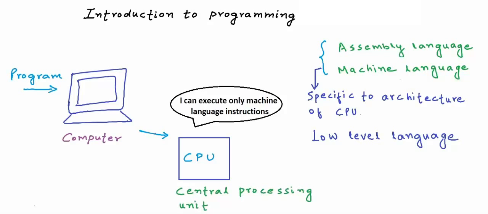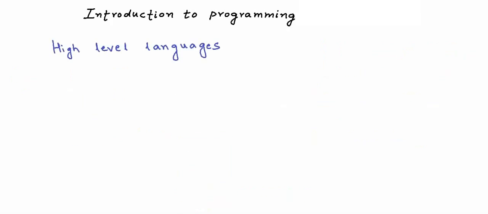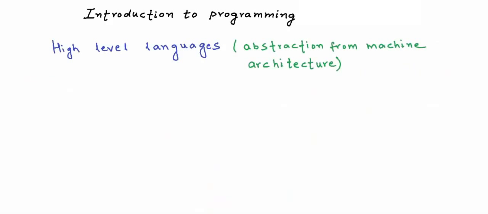A high-level language is supposed to have more elements of natural language, and it's supposed to make the life of a programmer a lot easier, because he will not have to care about all the detailed low-level specifications of the machine. And now let's talk about high-level languages. High-level languages give you abstraction from machine architecture. So many high-level languages have been developed till date. I would name some of them.